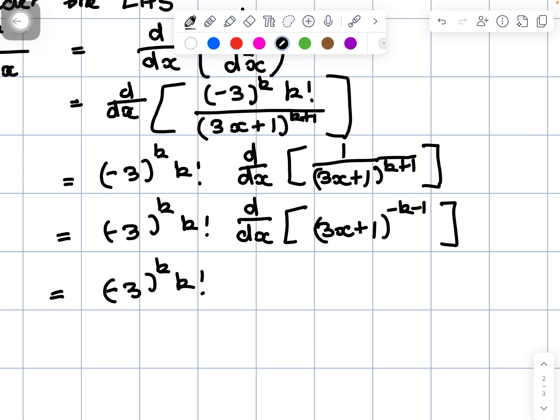Are constants, right? So we bring down the power as usual, minus k minus 1. We differentiate what is inside the bracket, which is 3x plus 1, so it's 3. Then the power reduced by 1. So now 3x plus 1 will come back as it is, minus k minus 2. So let's write our answer neatly.